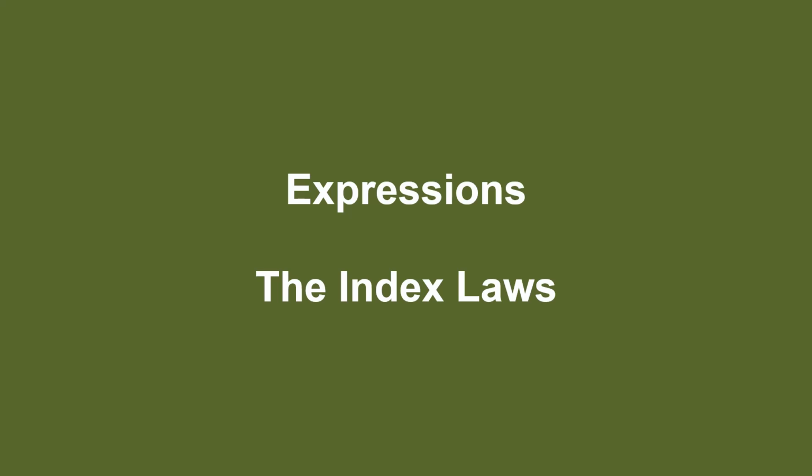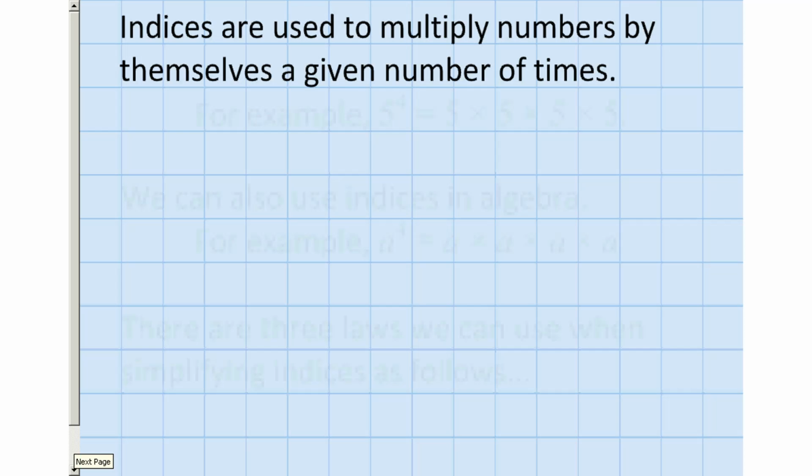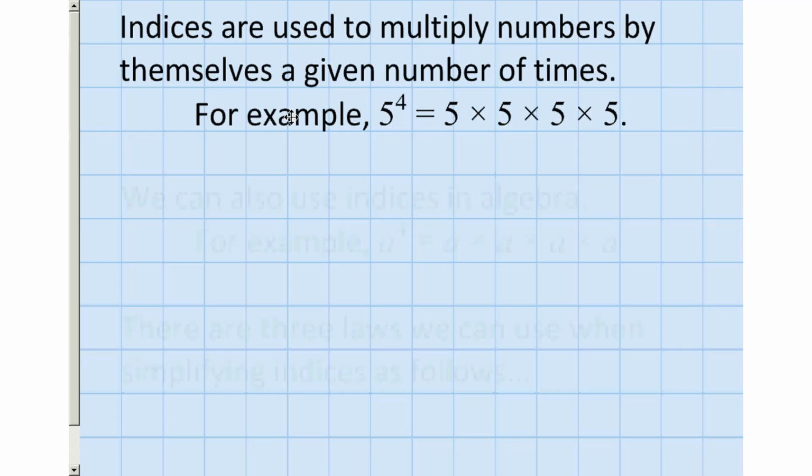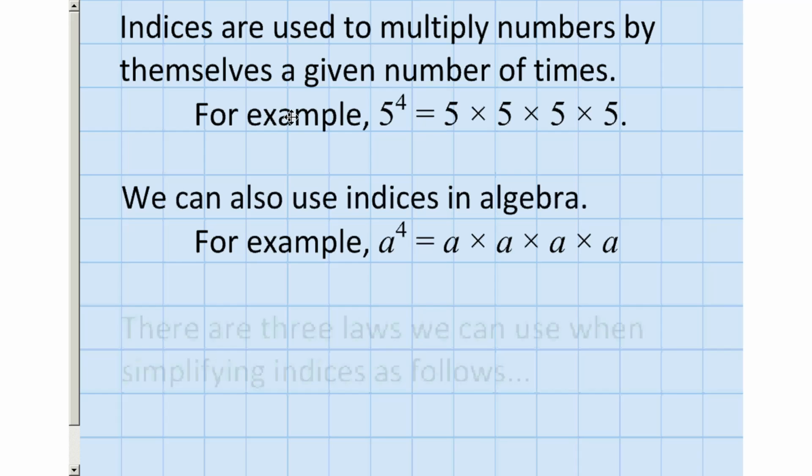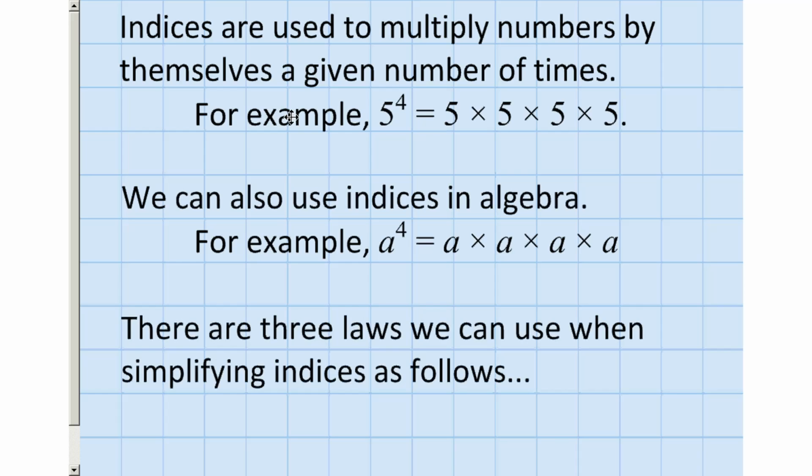The index laws. As we've already seen in topic 1, indices are used to multiply numbers by themselves a given number of times. For example, 5 to the power of 4 means we have 5 times 5 times 5 times 5, or multiplying 5 four times. We can also use indices in algebra. For example, a to the power of 4 would be a times a times a times a. Now, there are 3 laws we can use when simplifying indices, as follows.